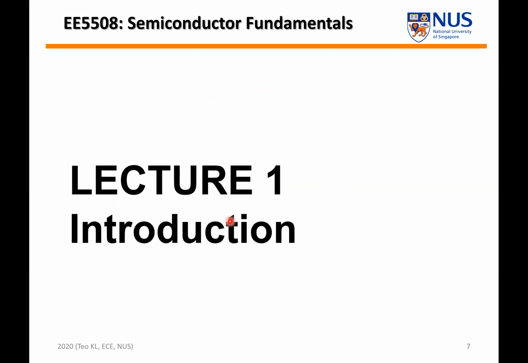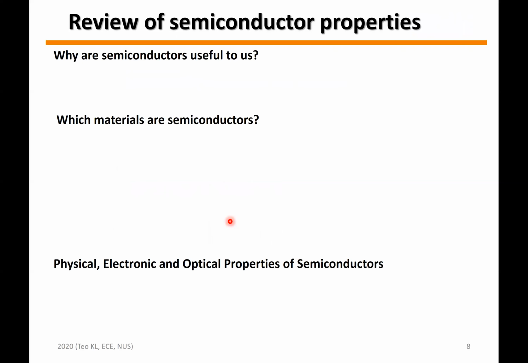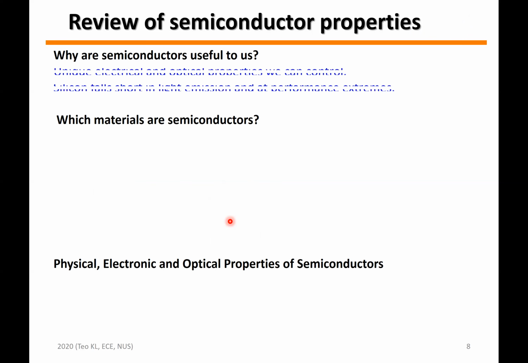Lecture 1, Introduction. Semiconductors are useful to us because of their unique electrical and optical properties that we can control. Silicon is an excellent material for electronic application, but it falls short in light emission because it is an indirect bandgap semiconductor. And it is also not suitable for high temperature and high power application.